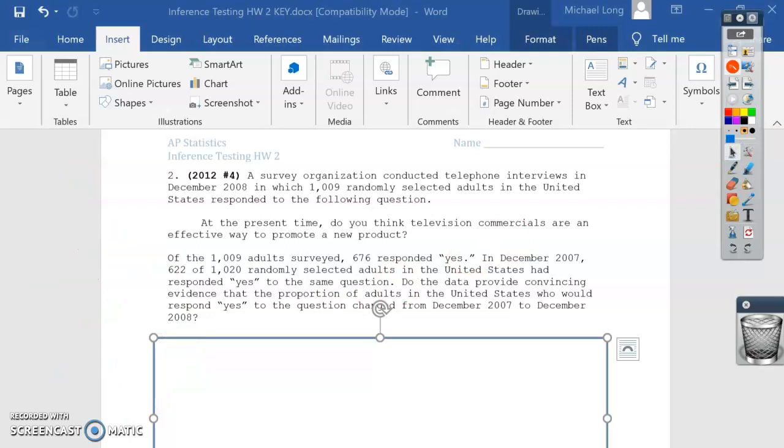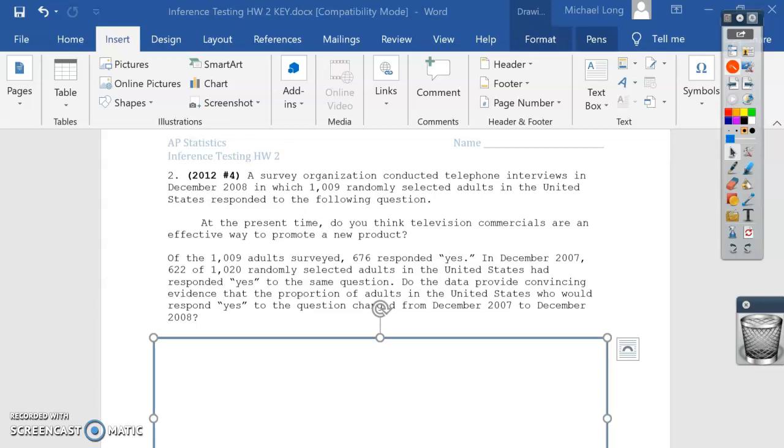So let's talk about a 2-sample test. A 2-sample test is an example just like this where you're given 2 different samples that are different in the sense that the 1,009 adults that were surveyed in 2008 were not the same as the adults that were surveyed in 2007. It was 1,020. Please note the 2 samples do not have to be equal. There's nothing that says they have to be equal, and in this case they're not, but they have to be 2 completely different sets of samples.